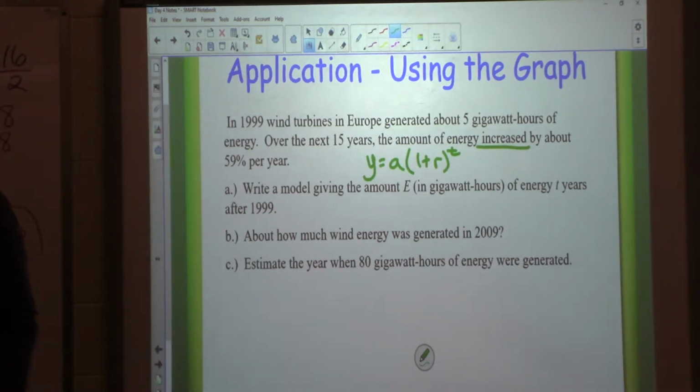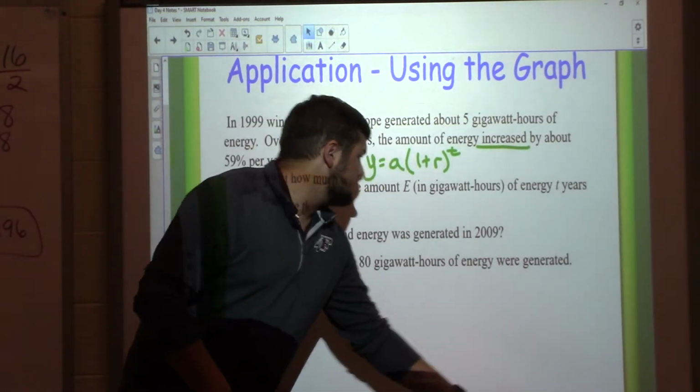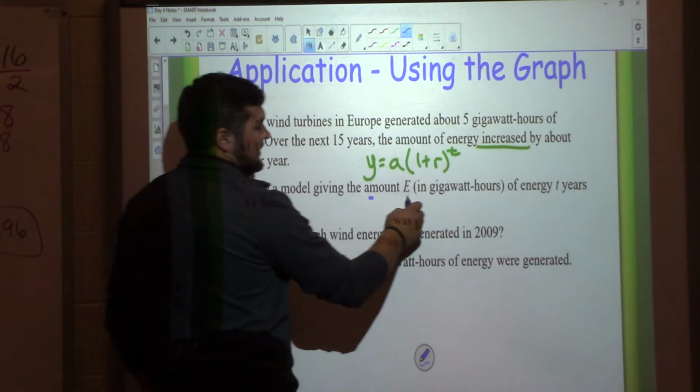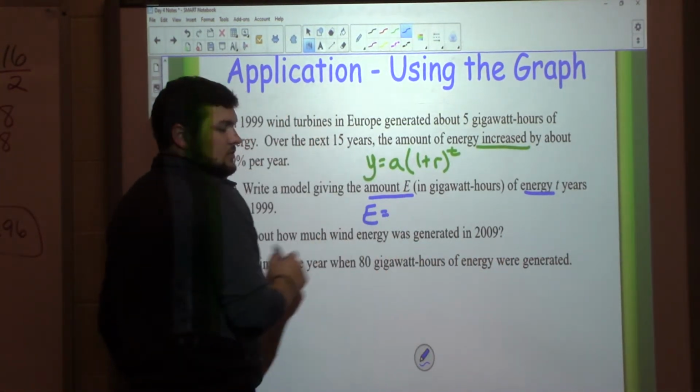t power. Right? We had that last unit. That was our formula. We're going to use that same formula to write a model giving the amount E in gigawatt hours of energy t years after 1999. Alright? So, I want to know the amount E of energy. So that's my Y value. So E equals.